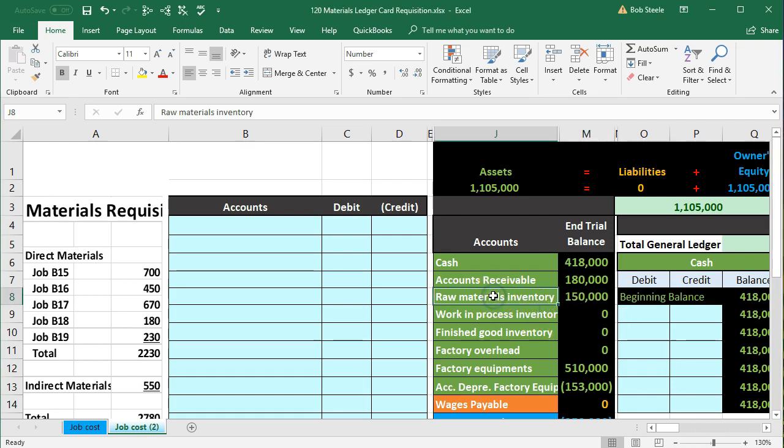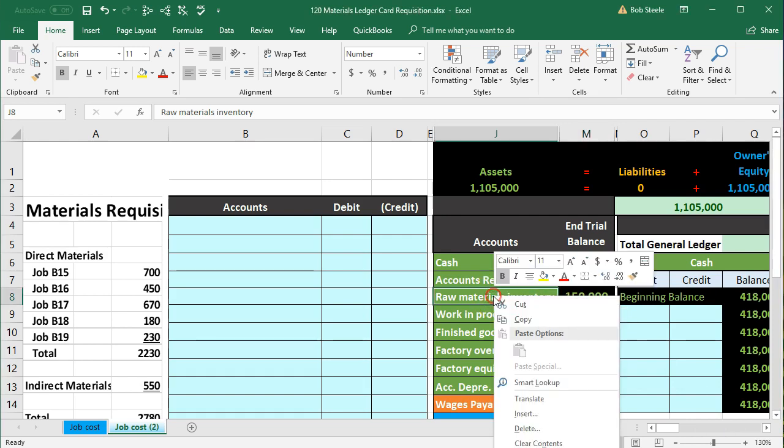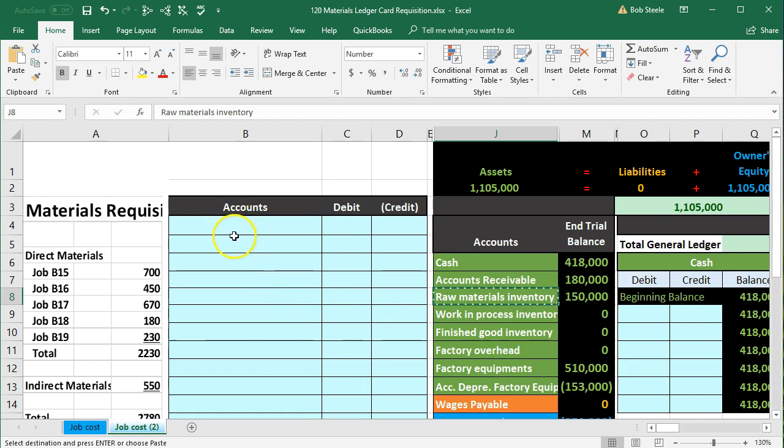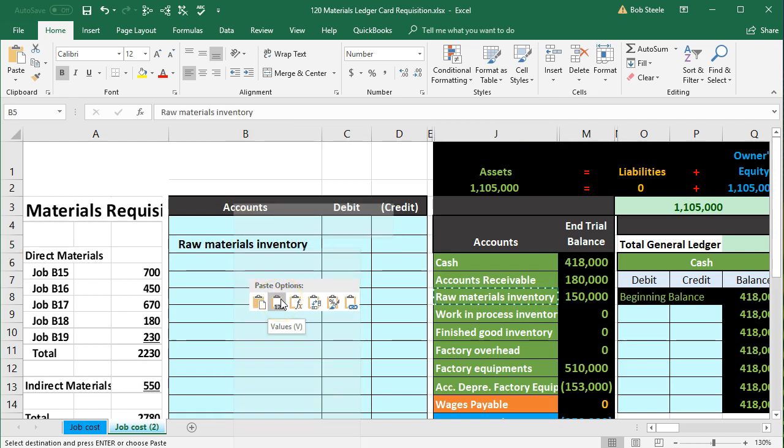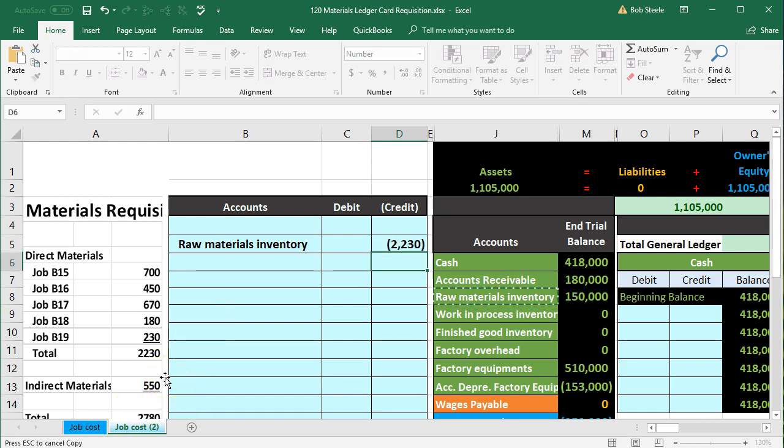So I'm going to right-click on raw materials and copy. I'm going to put that on the bottom, so it's on B5, right-click, and paste just the values. And we're going to credit it for this amount, 2,230, not including the 550. So it's going to be a credit of 2,230.